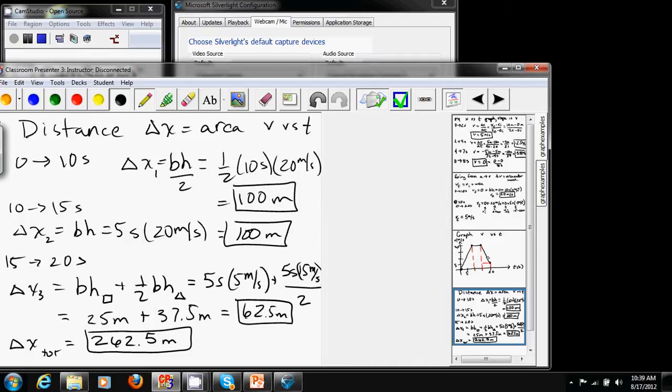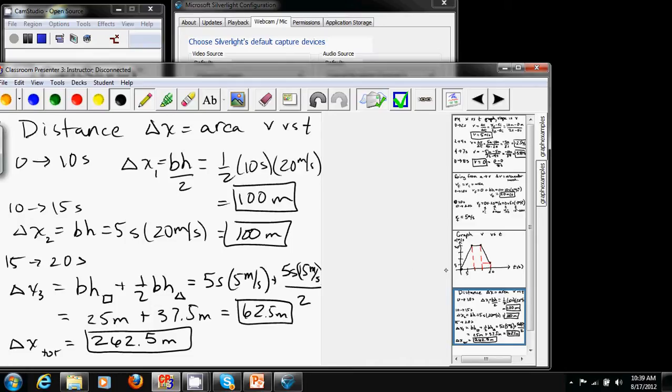Okay, I need that total area. So I have both a triangle and a rectangle during that time interval. So here's my rectangle, base times height, and then for my triangle, 1/2 base times height. So to find that, my rectangle is 5 seconds times 5 meters per second, the height of my rectangle. That gives me 25 meters for the little rectangle.